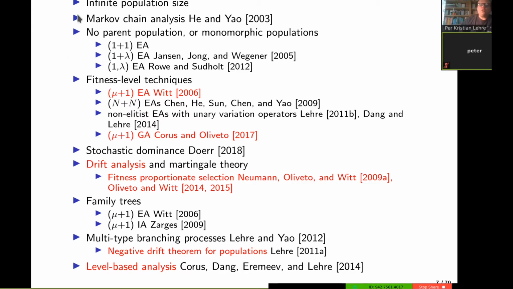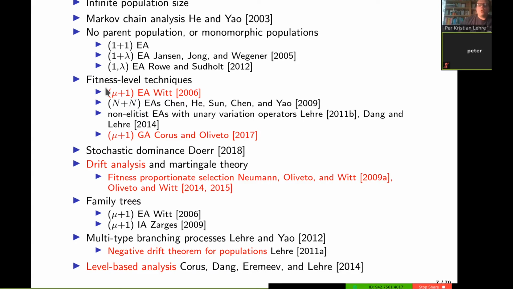Early research used Markov chain analysis, or classical tools from Markov chain theory, because most evolutionary algorithms can be described as a Markov chain. However, this approach is not so popular these days because very often the state spaces that you get with realistic evolutionary algorithms become very, very large. So it's very difficult to analyze directly the transition matrix that you obtain. So you need some other, better tools.